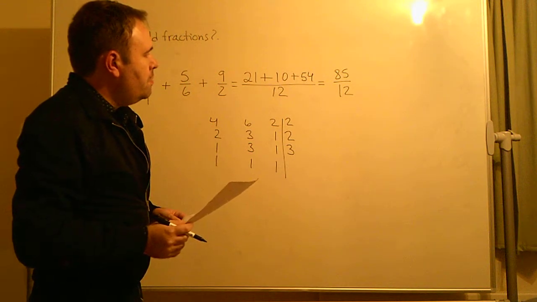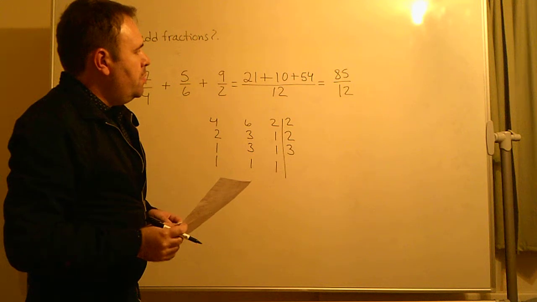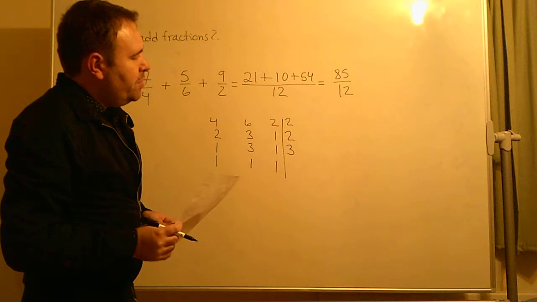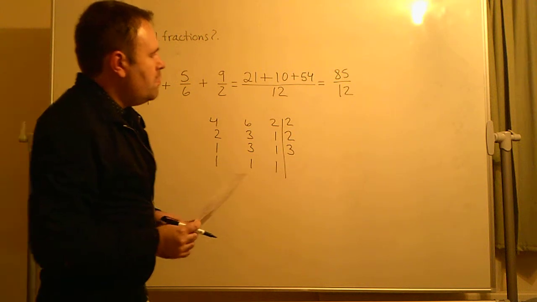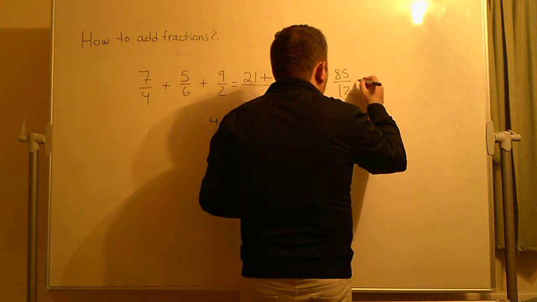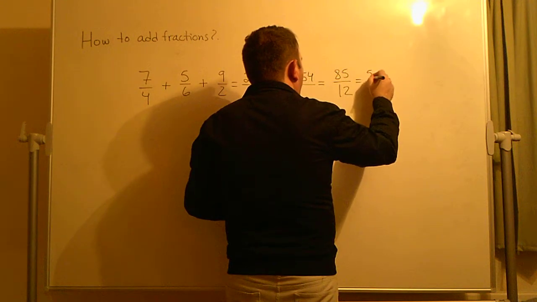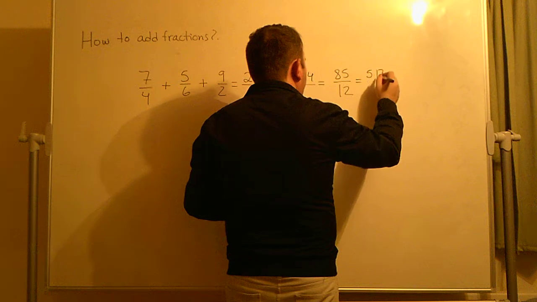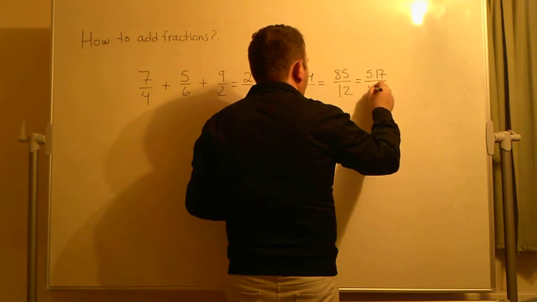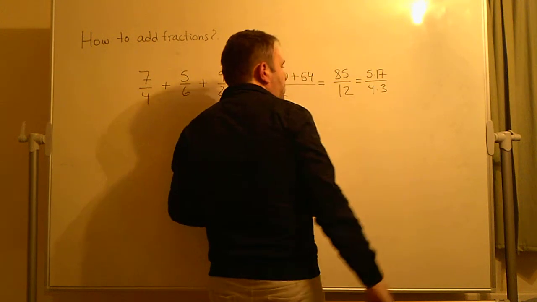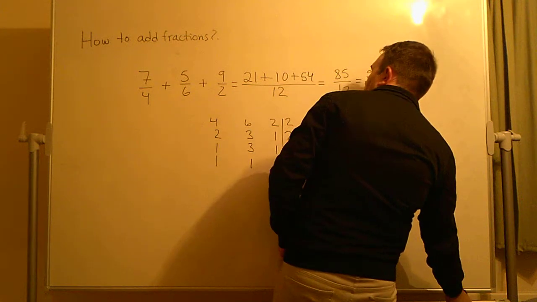Okay, so 85 is equal to 5 times 17, and then 12 is equal to 4 times 3. So we cannot simplify this fraction, so this will be the final result.